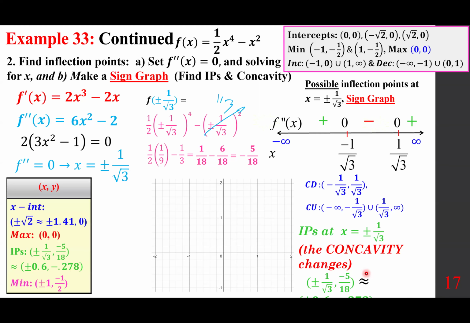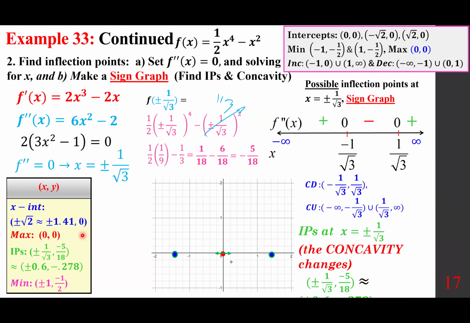Let's write the summary here for the sake of graphing. The square root of 2 is about 1.41. So here's 1, here's 1.41, here's -1, here's -1.41. Those are the two x-intercepts. We have (0, 0) as the x-intercept, y-intercept, as well as the maximum.